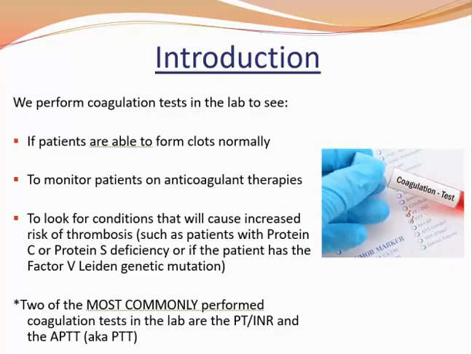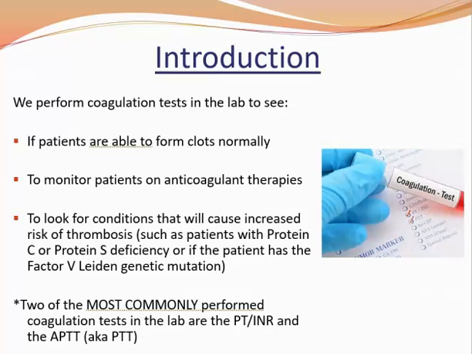Just some introductory information on coag tests. Why do we perform coag tests? We're trying to see if patients are able to form clots normally and to monitor patients on anticoagulation therapies. Some of the drugs that we're monitoring, or the blood thinners we monitor, are heparin, Coumadin, and Coumadin, the generic, is warfarin.